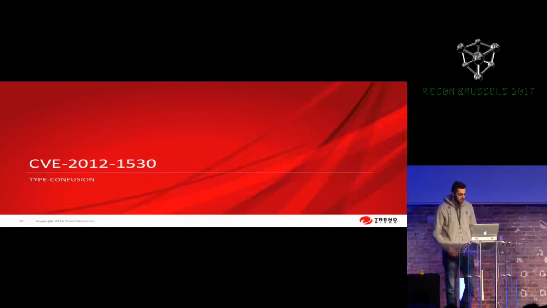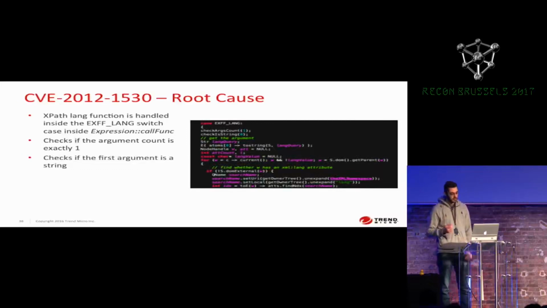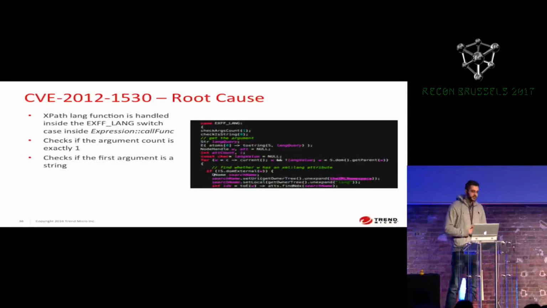All right, so the next bug that I'm going to be discussing is the second bug that was discovered by Nicholas back in 2012. Basically, this is a type confusion bug. He specifically describes it as a sexy type confusion, which is kind of cool. The root cause of this bug is in an XPath function called lang. The way lang works, first of all, it checks the number of arguments being passed to it, and it checks the type of the argument.